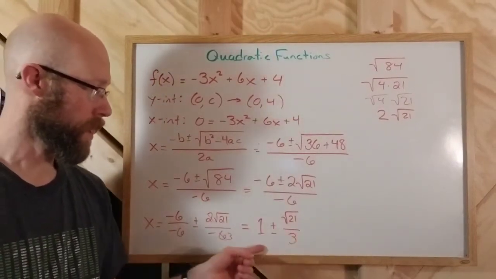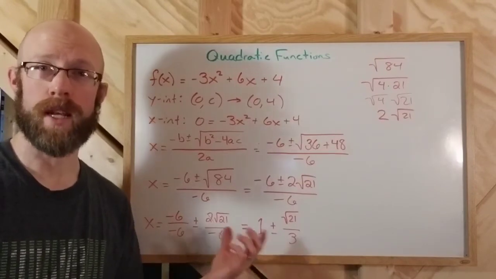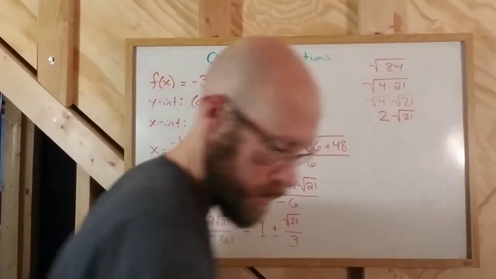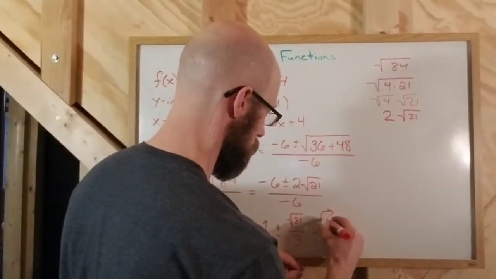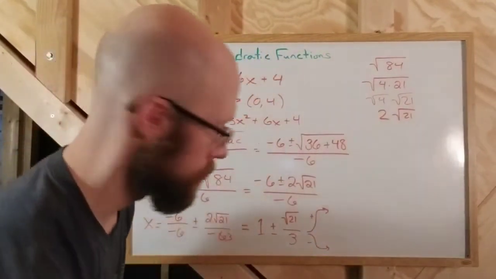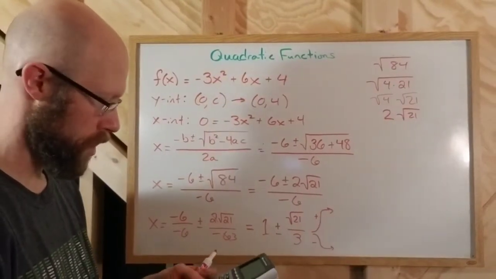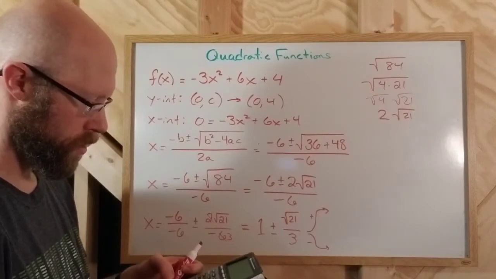Now, it's not easy to plot this on a graph without knowing the decimal approximation. So I'm going to go to my calculator and punch that in. I want both a value from the plus and a value from the minus. So from the plus first, I punch in 1 plus square root 21 over 3.